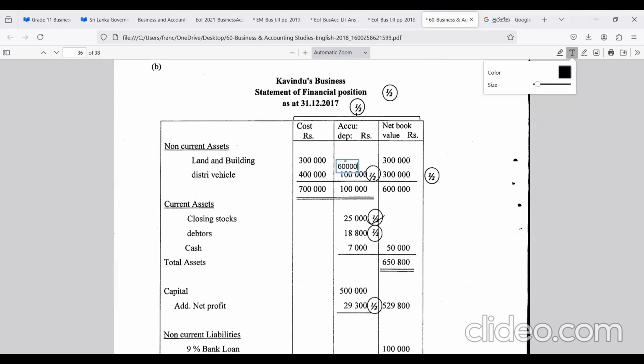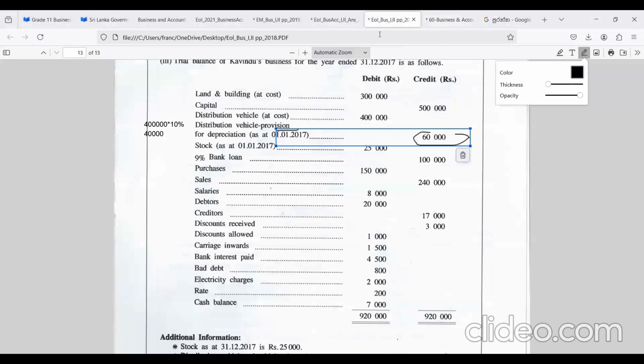60,000 plus 40,000 in the income statement, 100,000. Right. So see how easy it is. You people are all scared of this now, but it's really easy. But make sure not to lose this recording even now. I am making it very short.